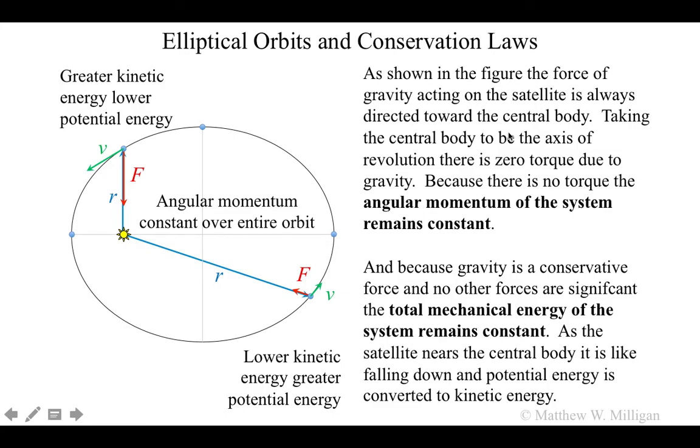But as far as angular momentum here, taking the central body to be the axis of the revolution, there's zero torque due to gravity. Okay, why is there zero torque? Well, remember our definition of torque, r F sine theta. And remember when theta, the angle of the force, is pointing directly back on the lever, there was zero torque. So wherever this is happening, that's going to be the case because that gravitational force is towards the sun. So because of that, the angular momentum is going to remain constant.